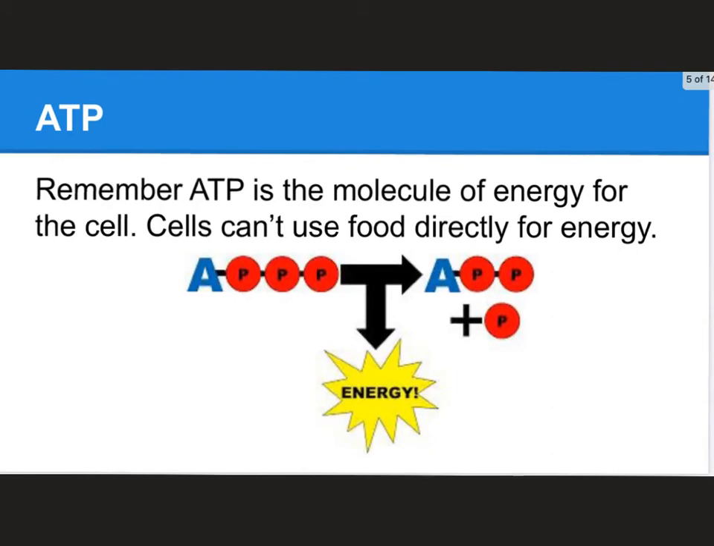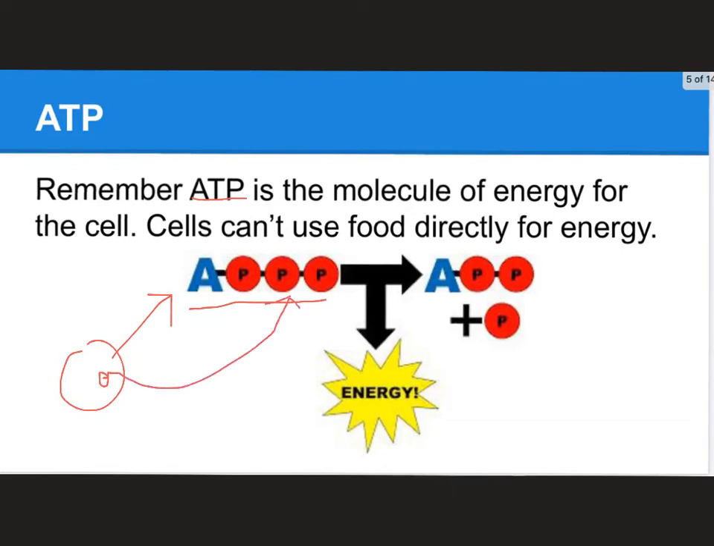Since we're talking about energy, of course, we need to talk about ATP. So remember that ATP is the molecule that your cells directly use for energy. You can't just put a hamburger into your cell and then your cell can do a cell process. The energy from that hamburger needs to be converted into the energy in ATP. Now, the hamburger itself, its molecules don't go into making the ATP, but the energy in the bonds of its molecules go into the energy in the bonds of the ATP.